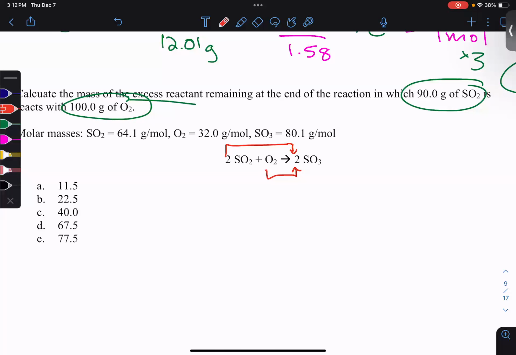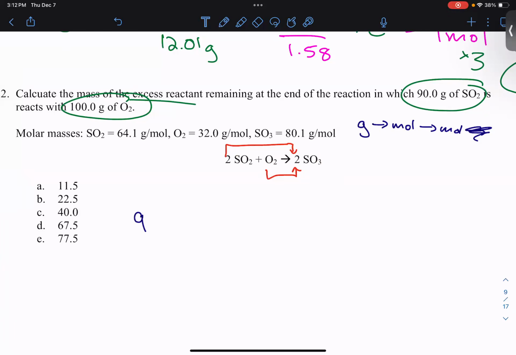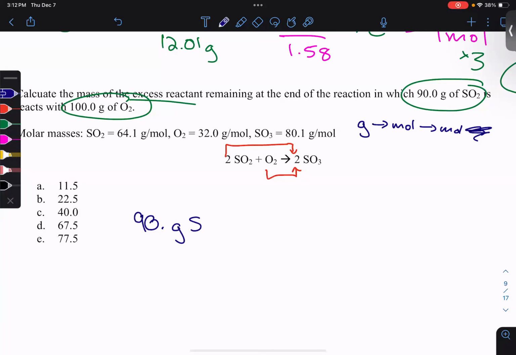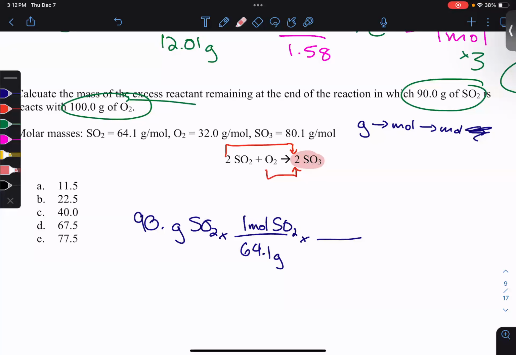I'm going to do stoichiometry twice. I have to check. The idea here is I'm going to do grams to moles, to moles, to grams. Actually, I don't really have to go to grams at the end. I just need to see which one runs out first. So I'm going to convert these gram amounts of reactants to mole amounts of my product. If I have 90 grams of SO2, and I give you molar masses, how nice, 64.1 grams of that is 1 mole of SO2. But I want to go to the product. I just want to see how much product I make.